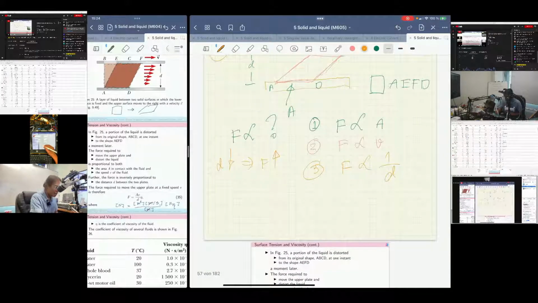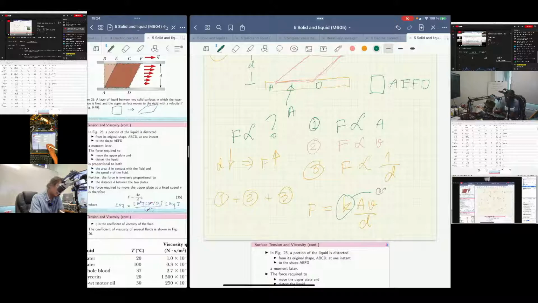And with these three observations, three proportionalities, the scientist has found that F is equal to K times A and V divided by D. And K is a constant, right? It's a constant from the proportionality. And K here is known to us as viscosity, okay? And it's known by the variable eta.